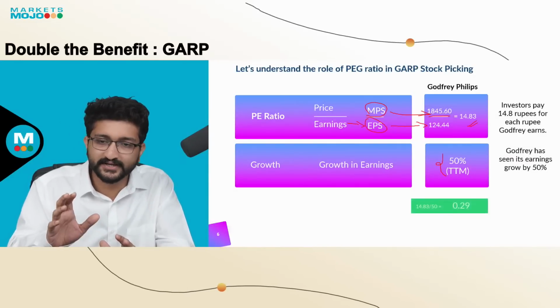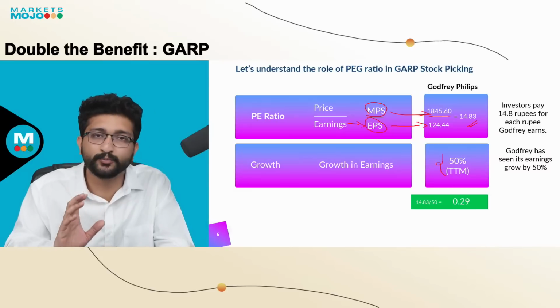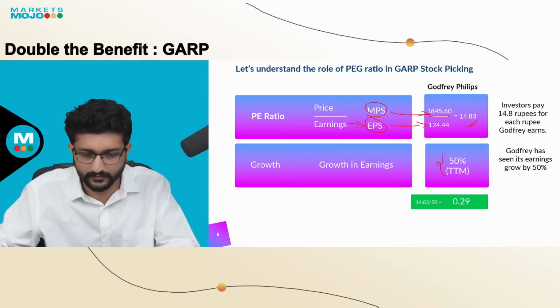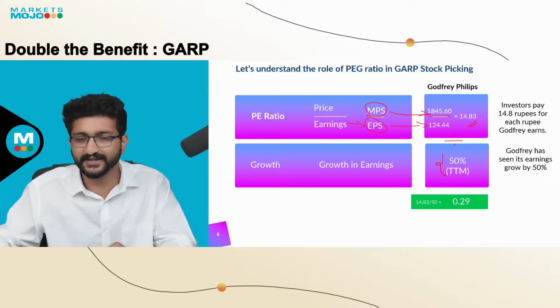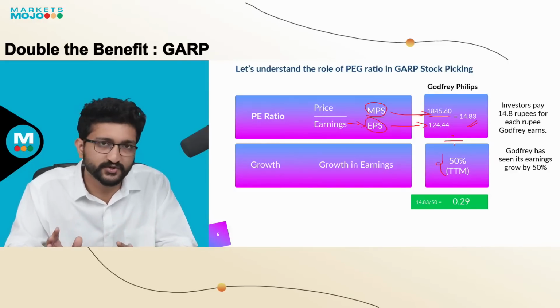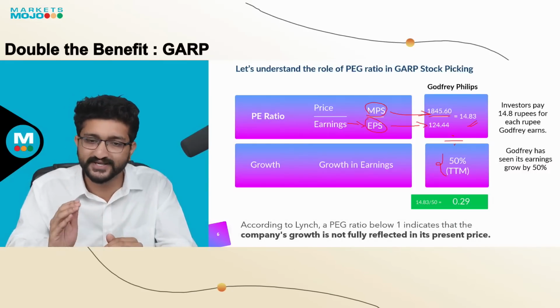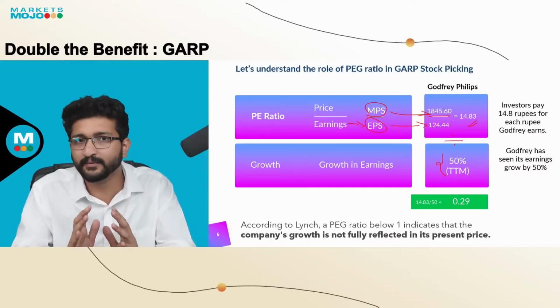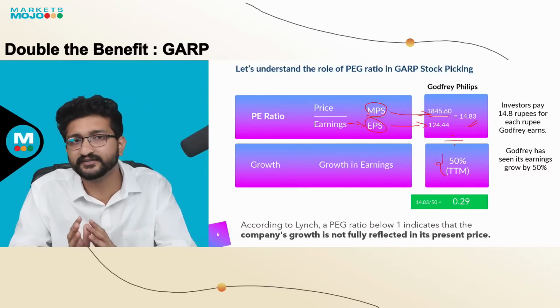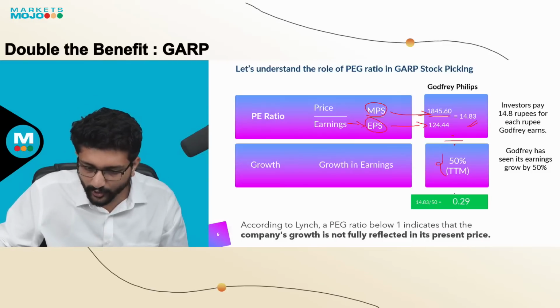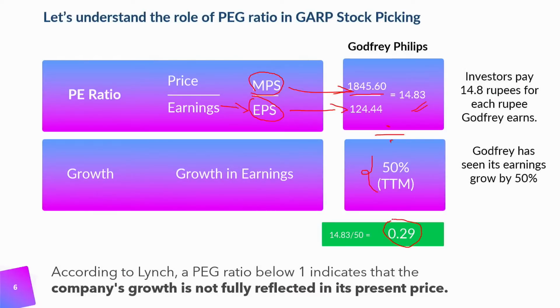Okay, we get the PEG ratio, which is 0.29 for this company. We're just dividing these two components over here and we're getting the PEG ratio, which is at 0.29. Now, what does Peter Lynch say? That as long as this PEG ratio is below 1, the company's growth is not fully reflected in its present price. Let me repeat it. As long as this ratio over here, the 0.29, is below 1, the company's growth is not reflected in its price.